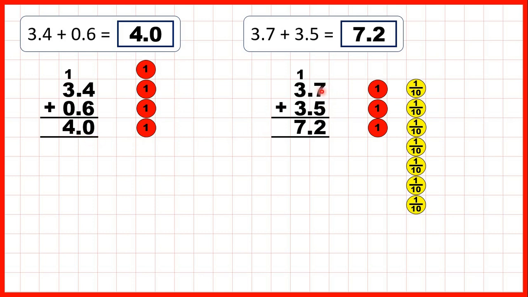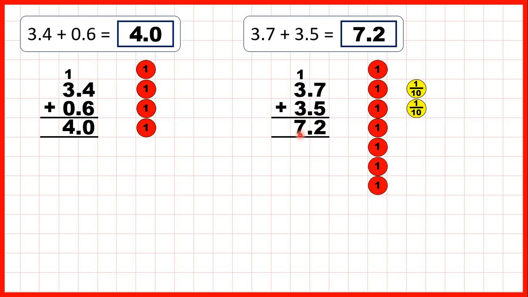Then we had 3.7, so 3 ones and 7 tenths. We started by adding 5 tenths, but if we add 1, 2, 3 tenths, we can exchange, and then add 4, 5 tenths. So adding 5 tenths meant that we could make 1 extra whole, and then we had 2 tenths in our answer line. Then we just added 3 more ones, so 1, 2, 3, to give us 7 ones altogether, and our answer of 7.2.